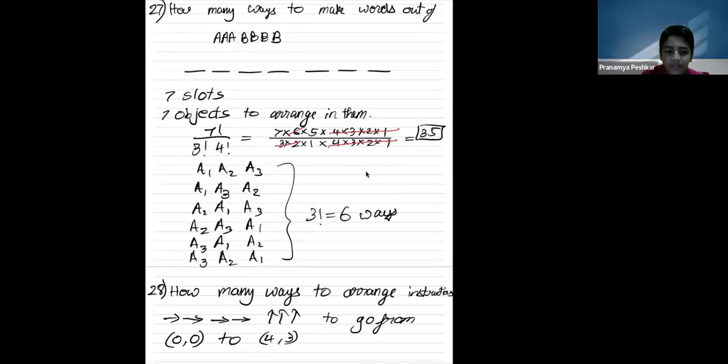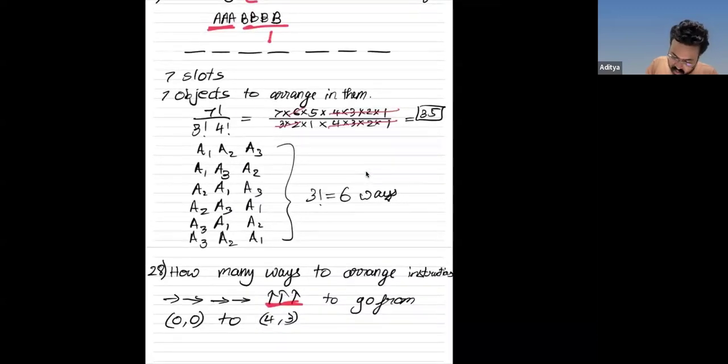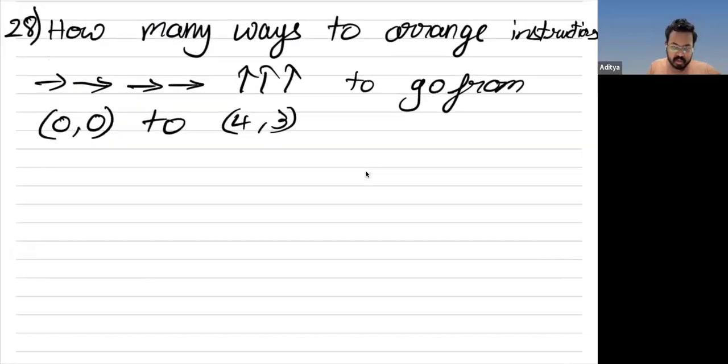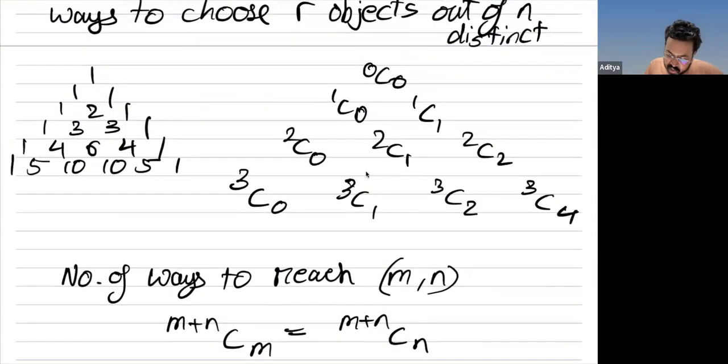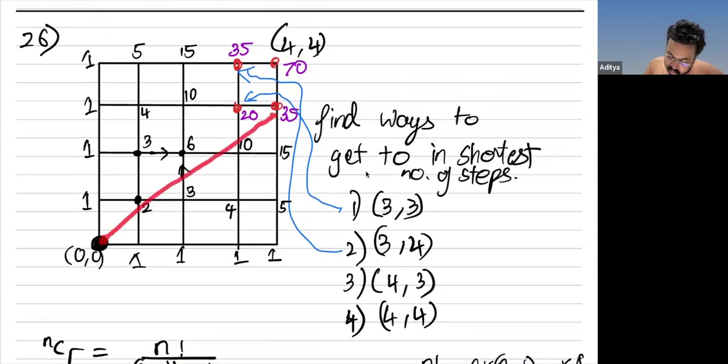Sir, can you please explain once again the NCR? I'll come to NCR. I just gave you the formula, but forget the formula for now. Use this method that I've prescribed in question 27 to figure out 28 also. It's the same exact situation. I've just replaced A's with ups and B's with the going towards right symbol. So I know there will be 35 ways to actually write down the instructions, but you can see they all will coincide with different paths to go from this point all the way up to this point.